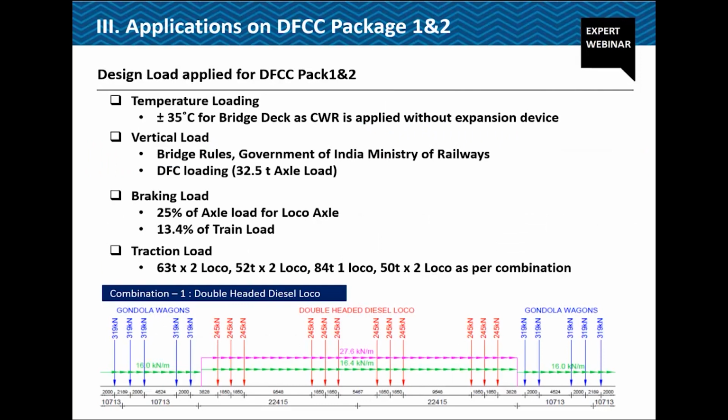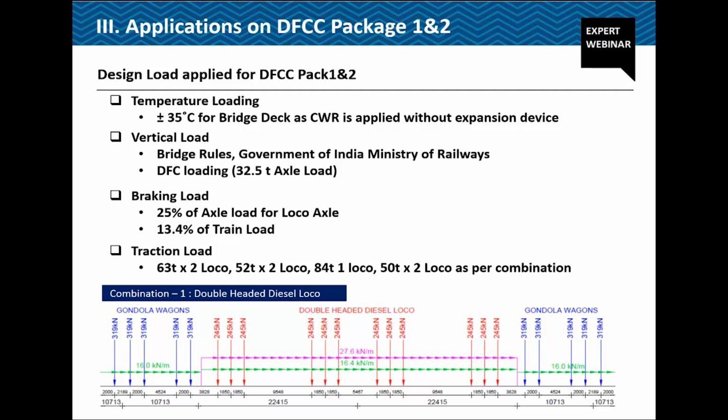And in this current project, we are also applying plus/minus 35 degrees for bridge deck temperature variation. And for vertical loading, we are following the bridge rule as per the IRS code, which specifies the equivalent load intensity as per the span length.